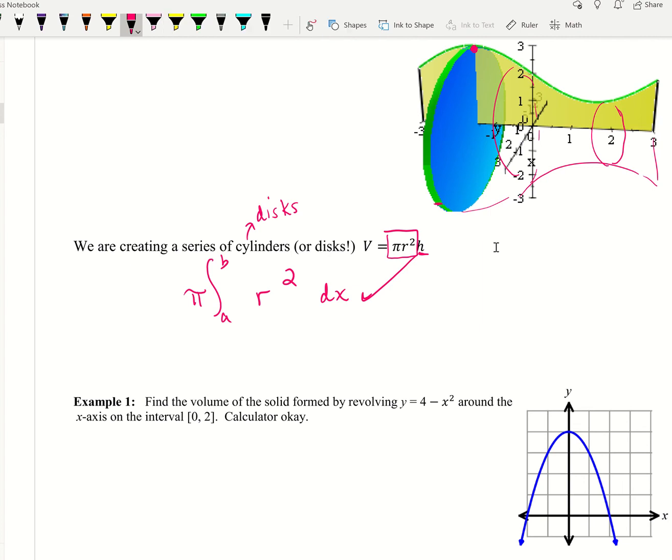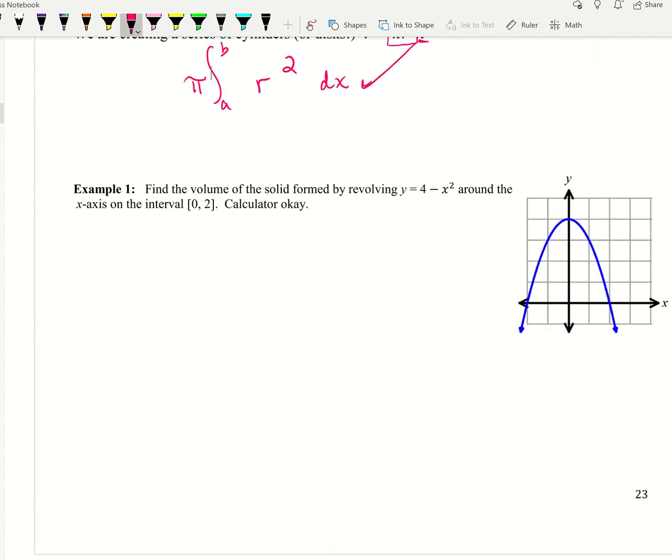So let's try a few examples. Here's the first one. We want to find the volume of a solid that's formed by revolving y equals 4 minus x squared, which is a parabola, around the x-axis on the interval from 0 to 2. So basically what we're doing is we're going to take this portion right here, on the x interval from 0 to 2, and rotate it around the x-axis.